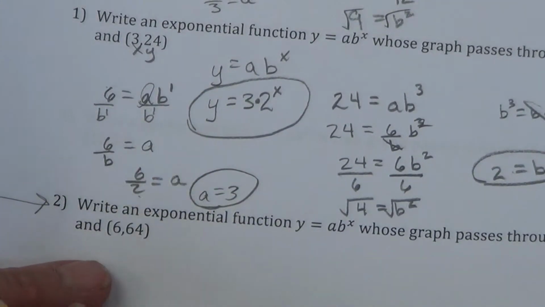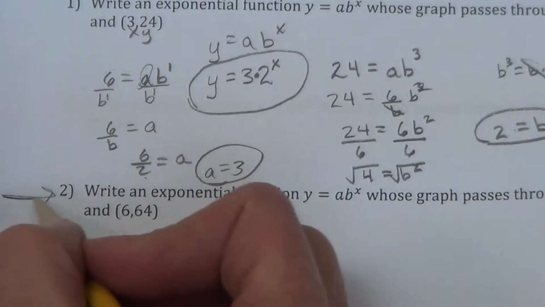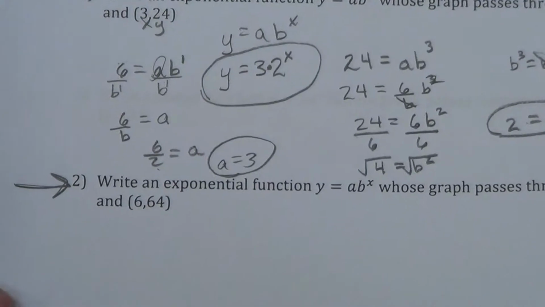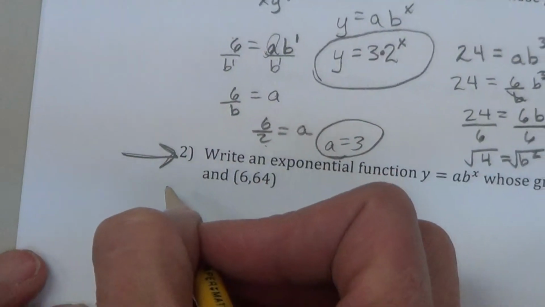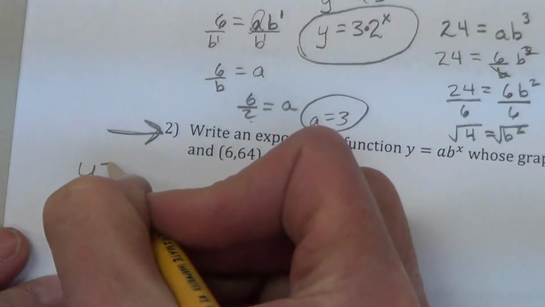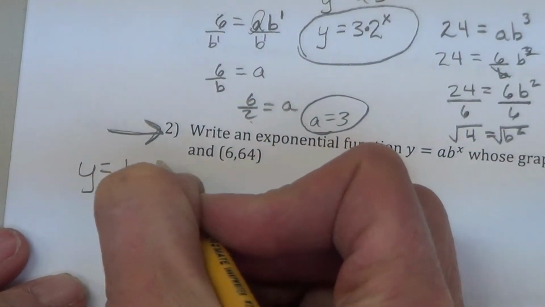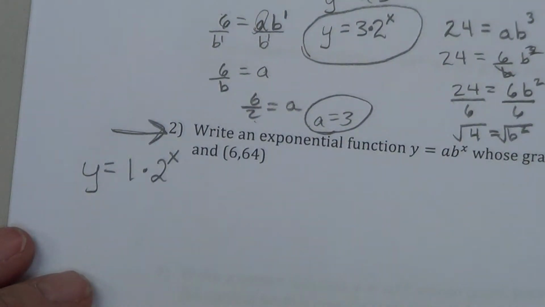You guys have learned so much with exponential functions. I'm going to leave this one for you to show all the work. Your correct answer, in case you don't get it and you need to post it for us to go over, is y equals 1 times 2 to the x. Okay.